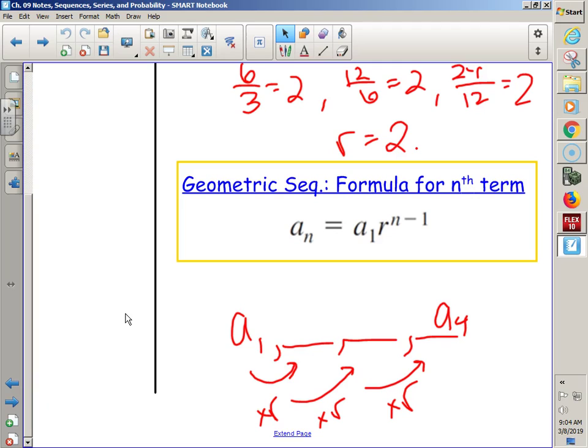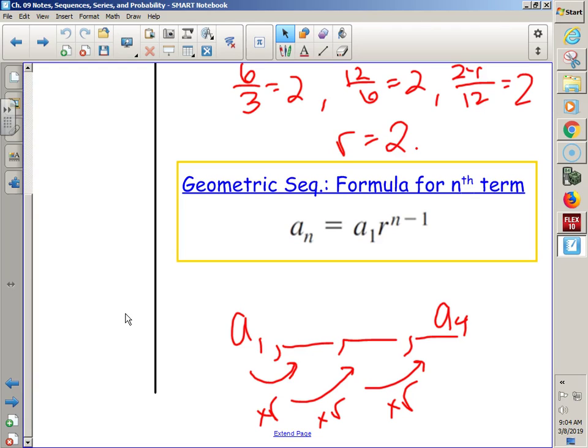N minus 1. Why? In between my first finger and my fifth finger, how many jumps are there? How many spaces? 1, 2, 3, 4. Uh-oh. To get from my second finger to my fourth finger, aren't there 3 jumps? To get from my third finger to my fifth finger, aren't there 2 jumps?